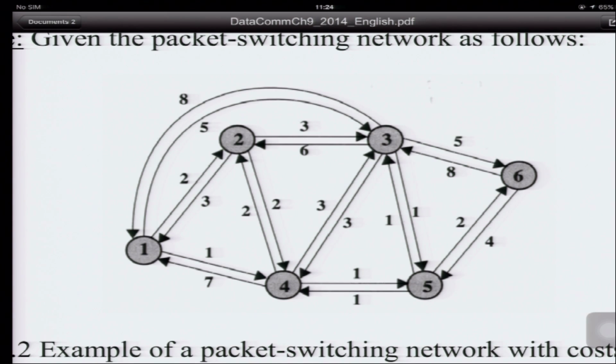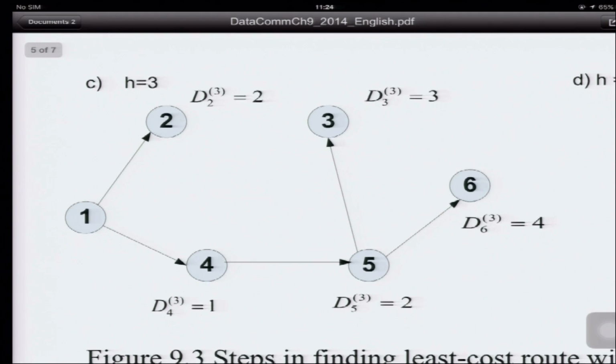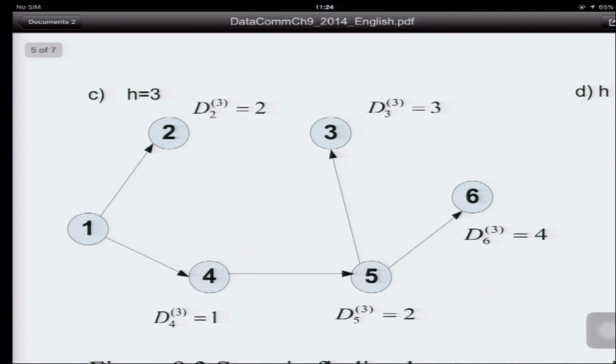To go to 4, you go directly because the cost is 1. Go to 5, again, you go 1, 4, 5. To go to 6, it's better to go past 4 and 5 because the total cost will be only 5. Sorry, the cost will be only 4. This is your answer and this is the cost to go to each destination node, with node 1 as the source.